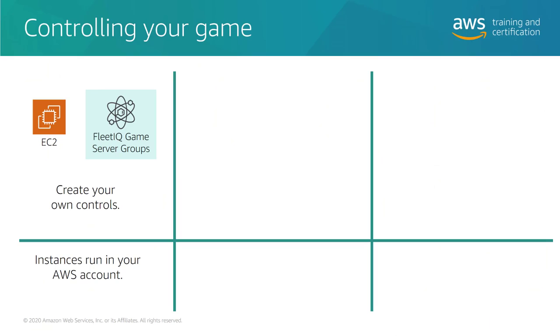With both Amazon EC2 and FleetIQ game server groups, the EC2 instances run in your own AWS account. That means you have complete control over the instances, but it also means that whatever controls your game requires, whatever metrics, access control, and commands sent to the game are yours to implement, so you create your own game server controls. If you use a server-oriented approach, the EC2 instances run in your own AWS account.